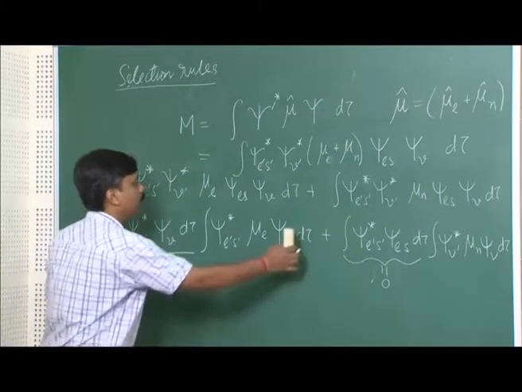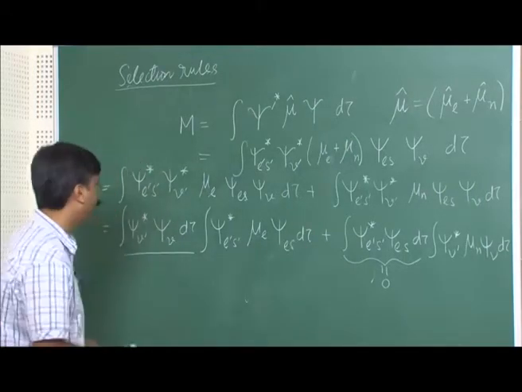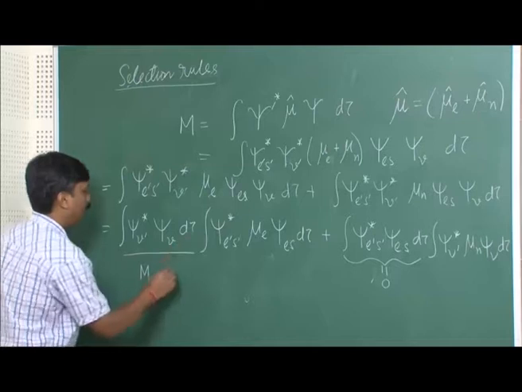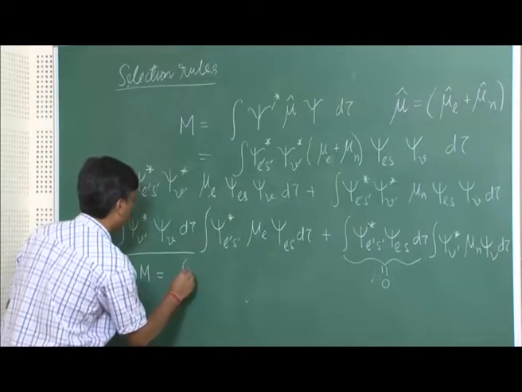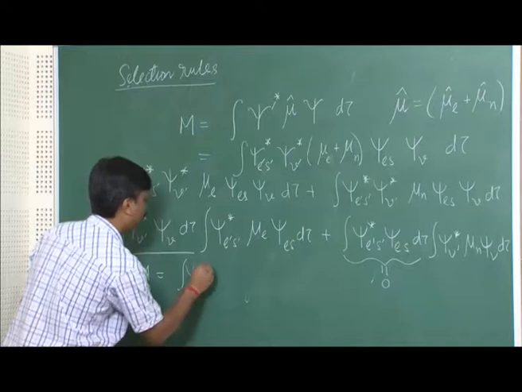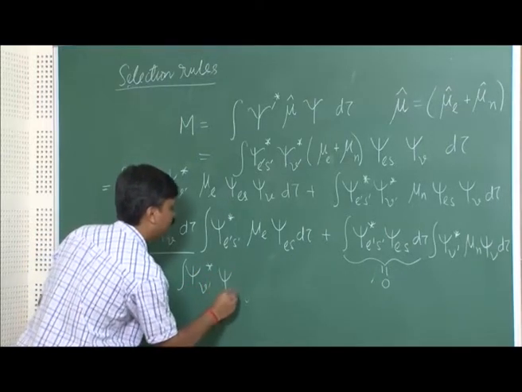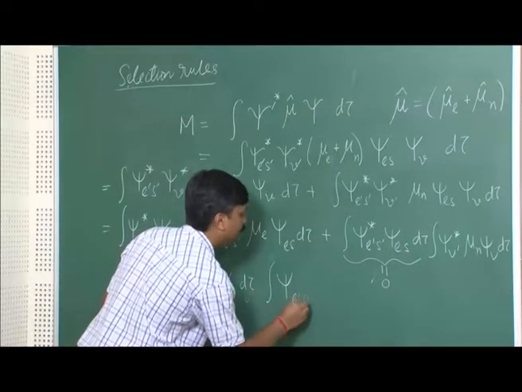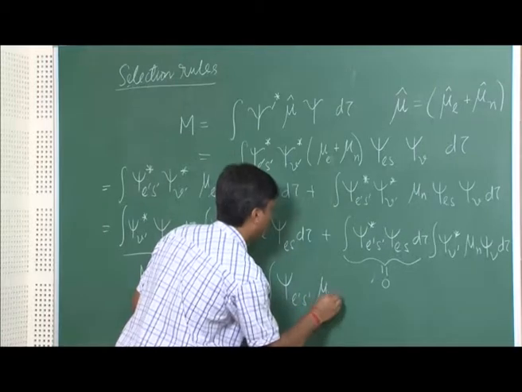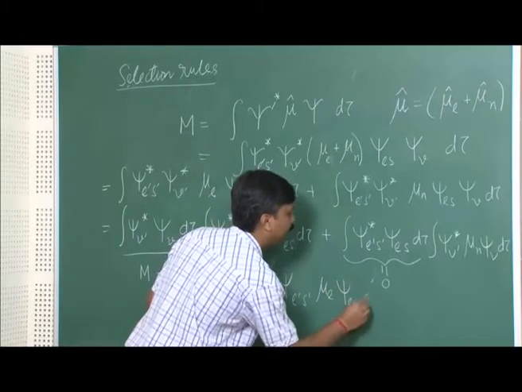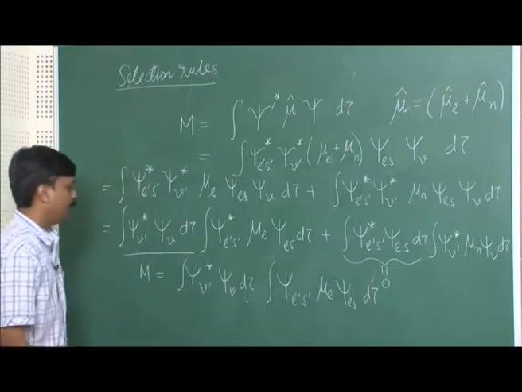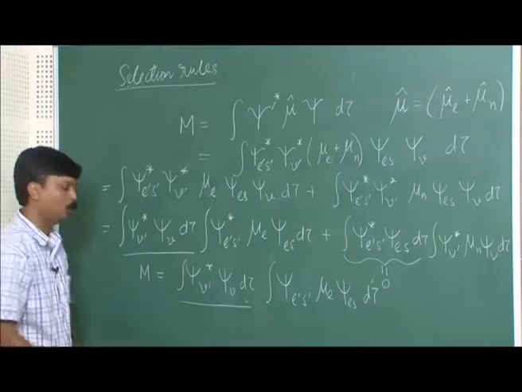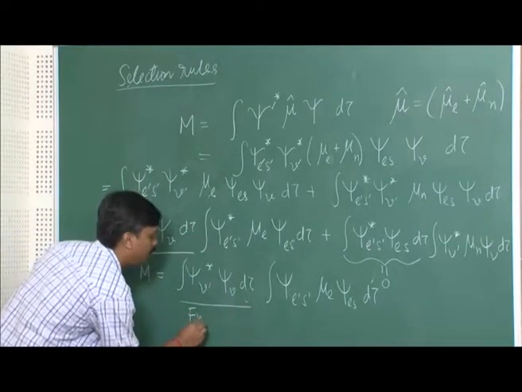So this term survives. So therefore, I have my overall aim equals to this part, that is psi v prime psi v d tau multiplied by psi e prime s prime mu electronic psi e s d tau. And this particular part that we were just talking about, this is known as Franck-Condon factor.